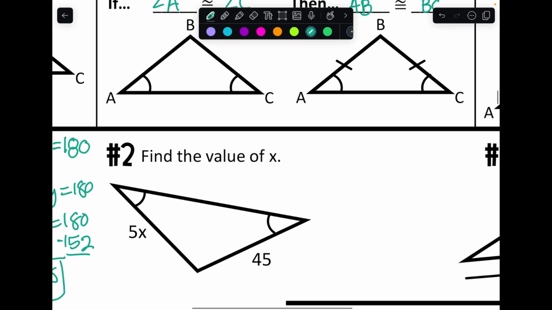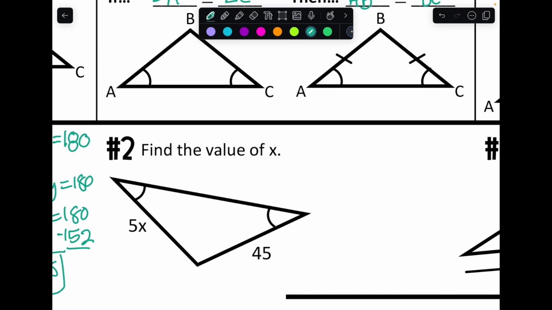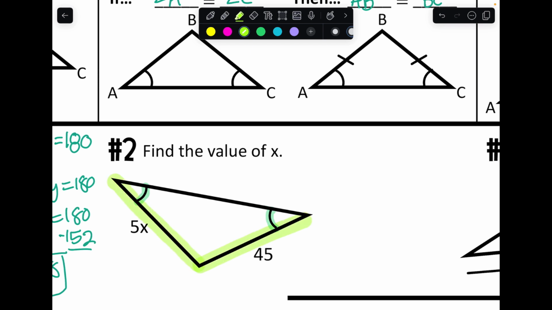All right, let's look right below it at example number 2. So this time in my example number 2, I was given that this angle and this angle are congruent. Can you identify which are the two legs of this triangle? So this side right here and this side right here have to be the legs. So this isosceles triangle is turned upside down, but it's still isosceles because the two base angles are the same, which tells me that these two legs are congruent. So all I have to do is say 5x equals 45, divide both sides by 5, and x equals 9.